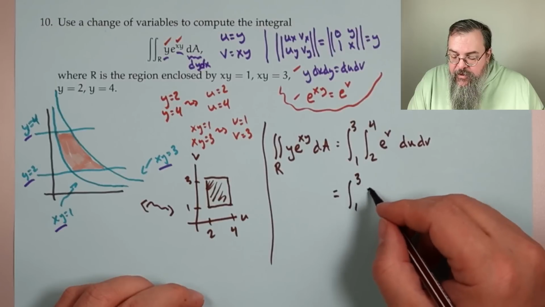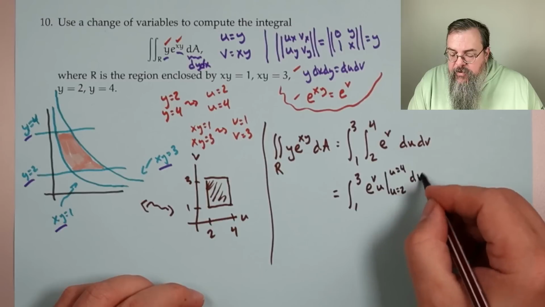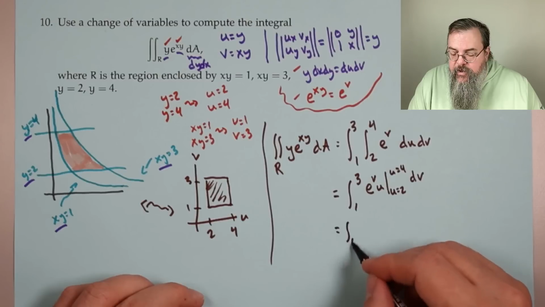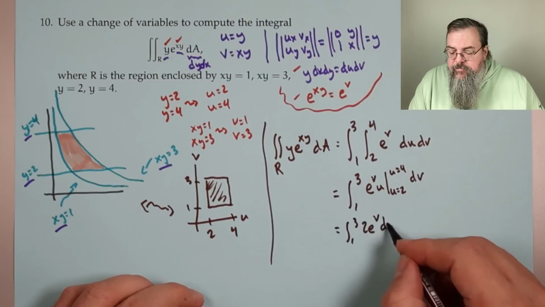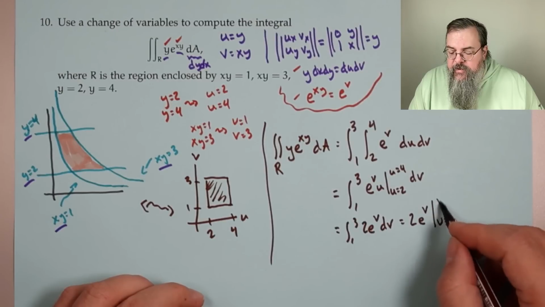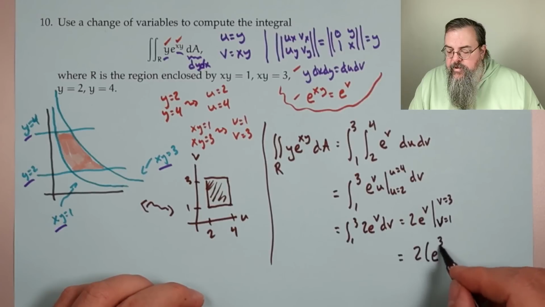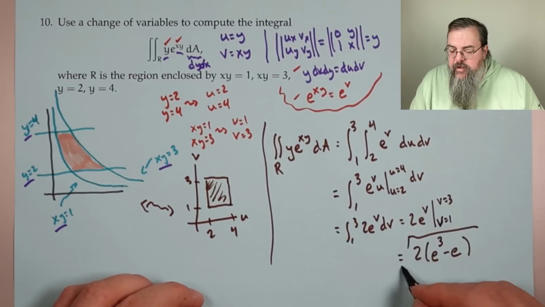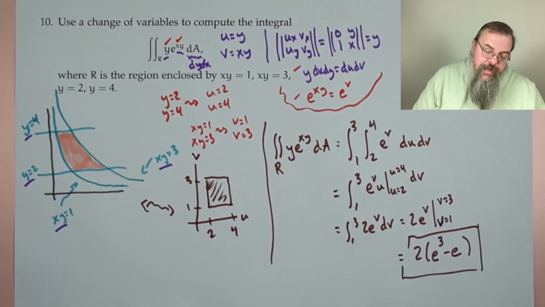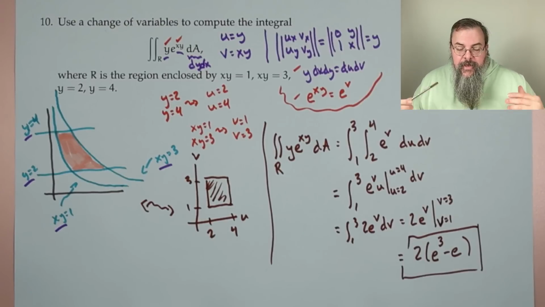So the integral with respect to u, e to the v times u, evaluated from u equals 2 to u equals 4. We plug in 4, plug in 2. 4 minus 2 is 2. So this is really the integral from 1 to 3 of 2 e to the v. And that's just 2 e to the v, evaluated from v equals 1 to v equals 3. And then that's 2 times (e cubed minus e). And we're done. We made it all the way to the end. Good.